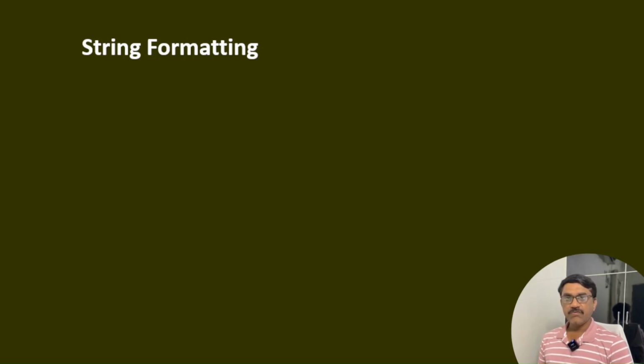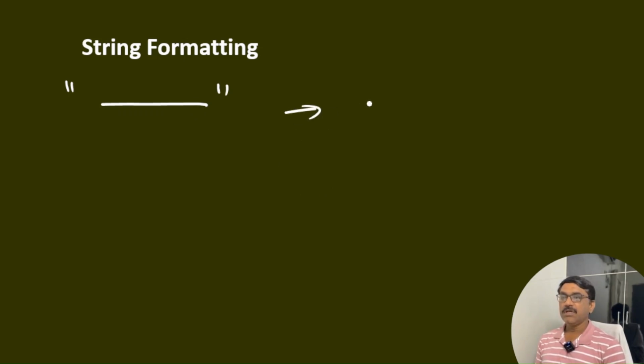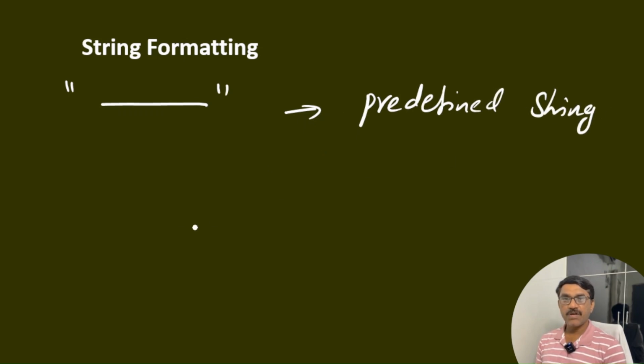Let us discuss what is meant by string formatting. Now, let us start string formatting. Before giving the definition of string formatting, let us take some examples, some introduction. Assume that we are given a string that is enclosed in double quotes. We know that a string can be enclosed either in single quotes or double quotes. The given string is known as the predefined string.